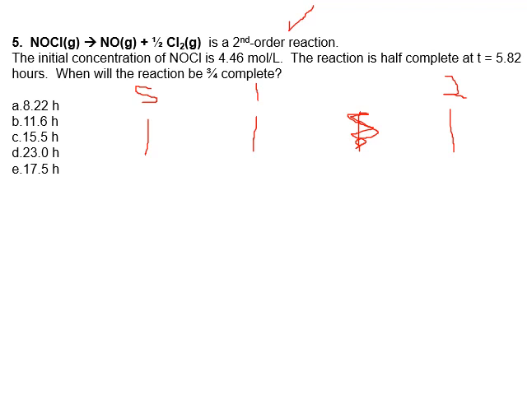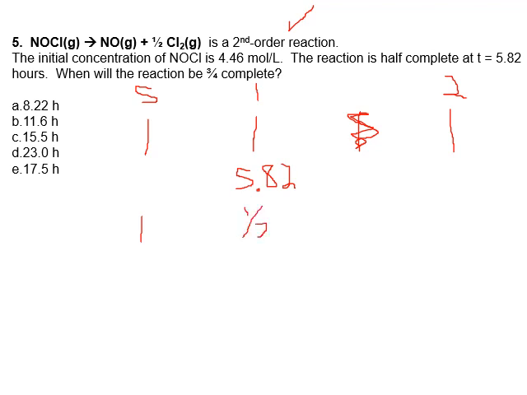And they're telling us that this reaction is half complete at 5.82 hours. So what that means is that to be half complete, you had to use up half of what you started with. So if you started over here, let me write these numbers in. Let's say we started with 1 unit of whatever, then after 1 half-life, you have 1/2.